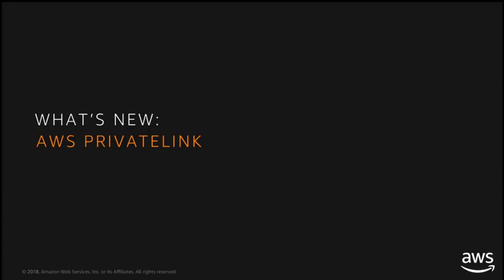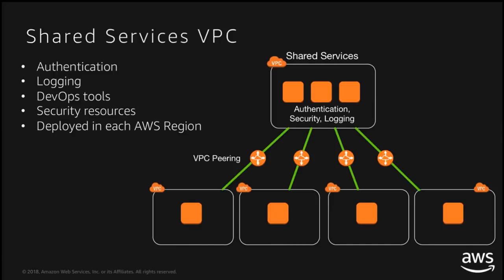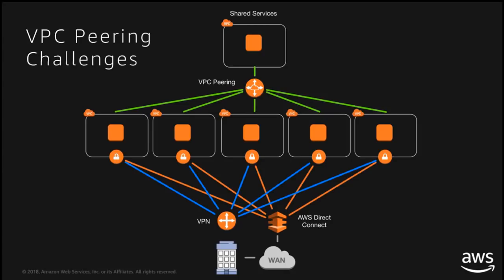While we're talking about that load balancer, let's talk about PrivateLink. PrivateLink is built on the Network Load Balancer, so it's a good segue here. One of the architectures I commonly see with our customers is a shared services VPC. It might be logging or DevOps tools or security resources, those kinds of things that you put in one VPC, and you want many VPCs to access that. We can do that with VPC peering.